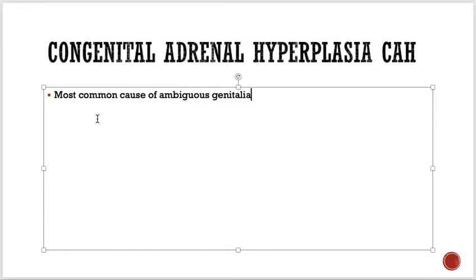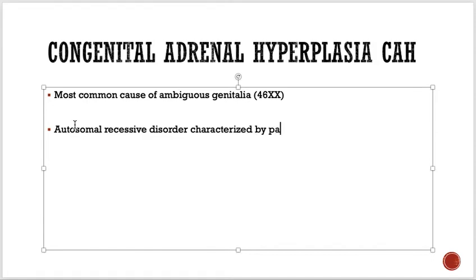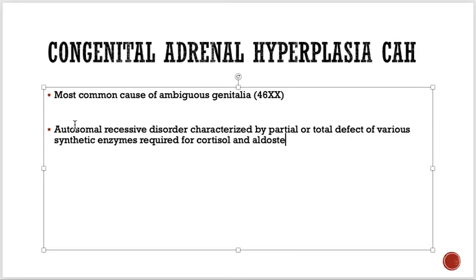Genotypically, they are basically females. Their sexual makeup is 46XX, so genetically they are females, right? How we define it: it's an autosomal recessive disorder. It is characterized by partial or total defect of various synthetic enzymes required for cortisol and aldosterone production.